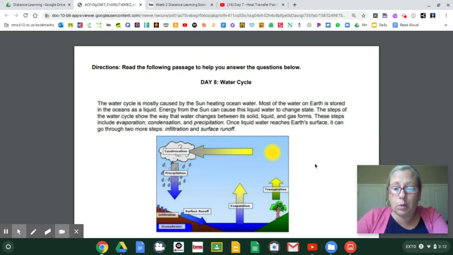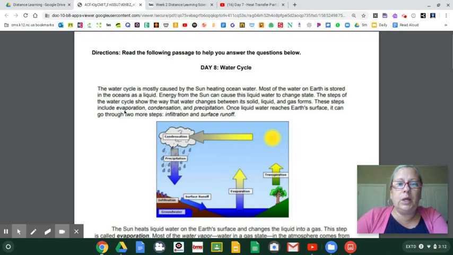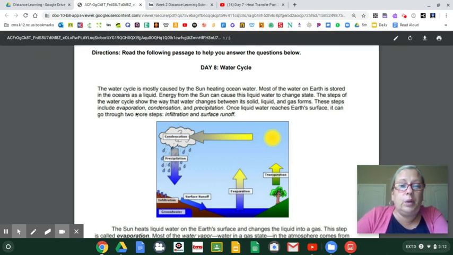Day 8, water cycle. The water cycle is mostly caused by the sun heating ocean water. Most of the water on Earth is stored in the ocean as a liquid. Energy from the sun can cause this liquid water to change state. The steps of the water cycle show the way that water changes between its solid, liquid, and gas forms, the states of matter. These steps include evaporation, condensation, and precipitation.